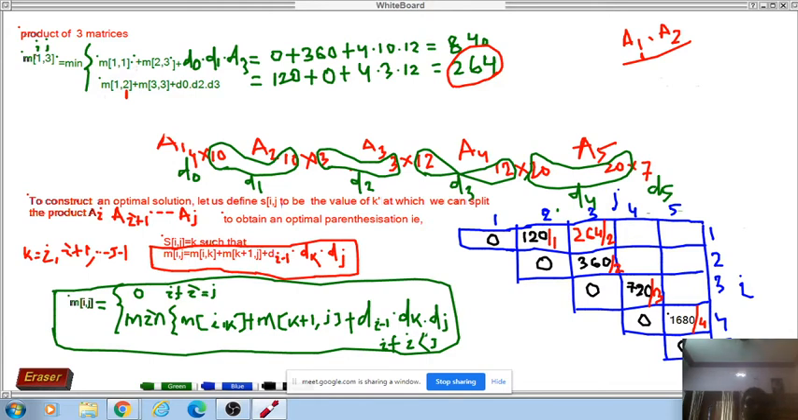Because of how you take the k value, remember the trick is which value is minimum. For the value you take to be minimum, that k value should be written there. If you are taking 264, that k value is 2. If it will be 840, then my k value will be 1. Clear now? Okay. Next.